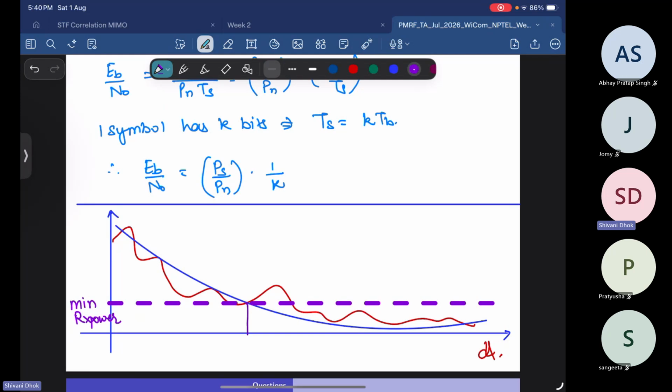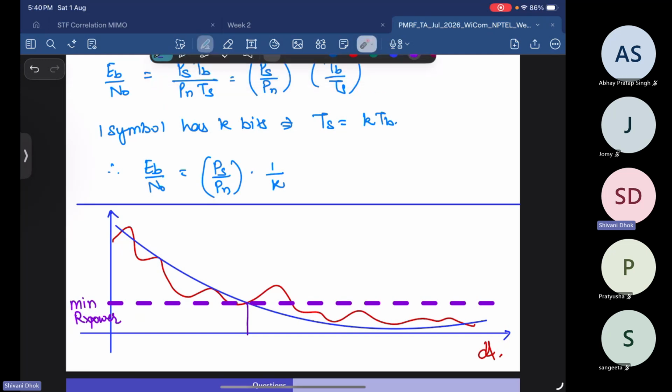Okay, so now the question is, what do you mean by outage? Whenever my received power goes below this threshold, then we have outage. Does that make sense to you? Equation of what?